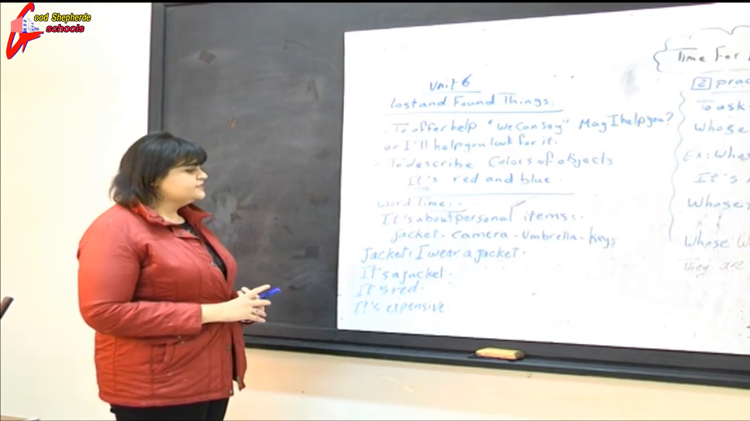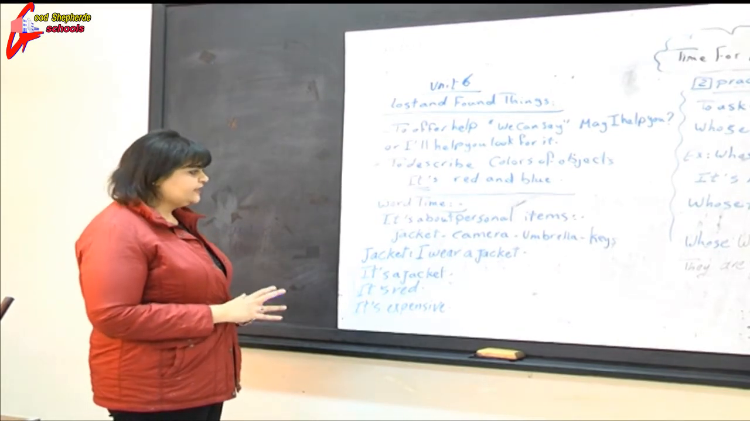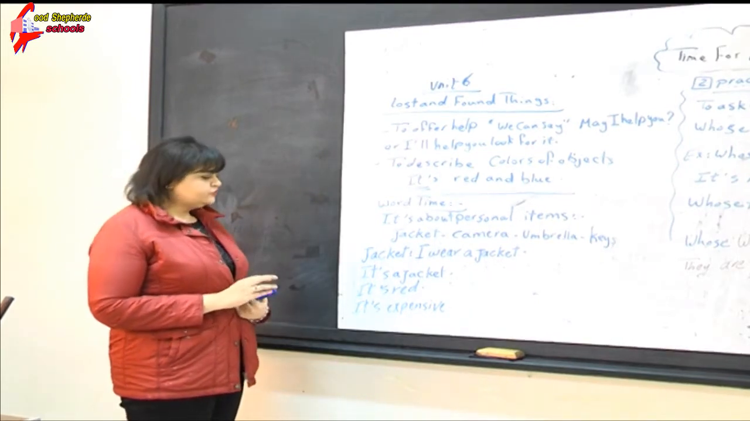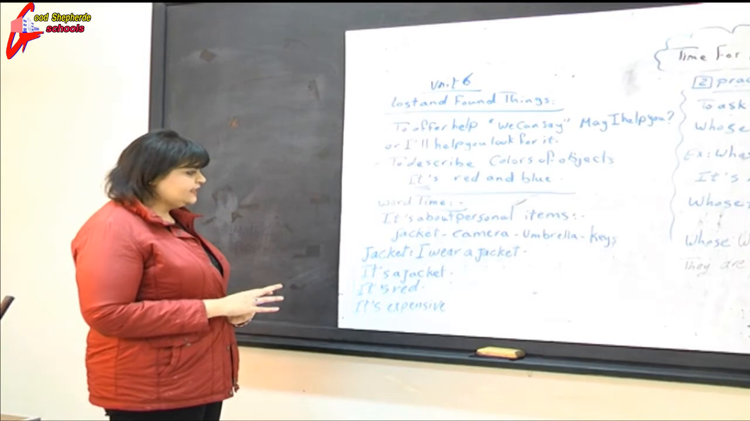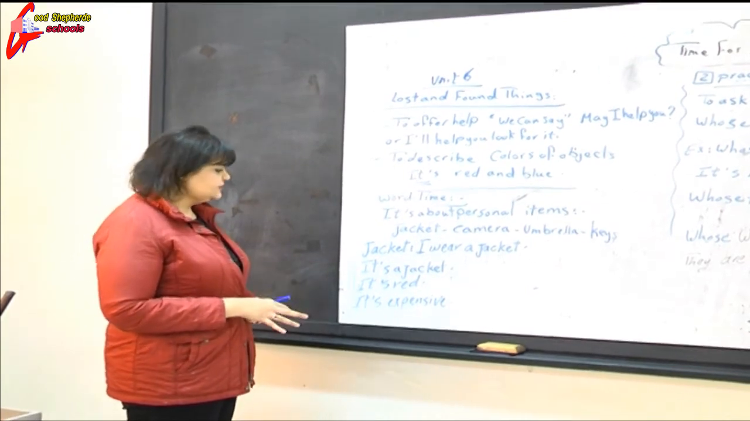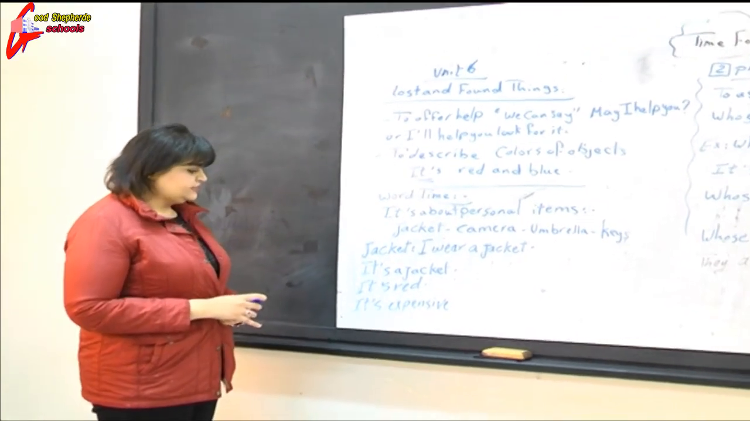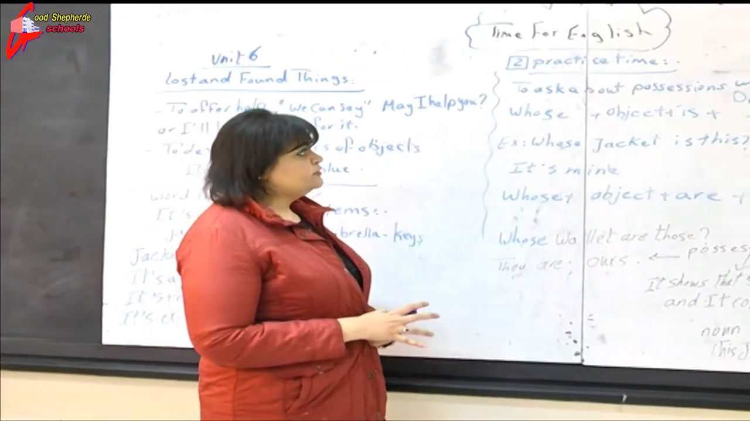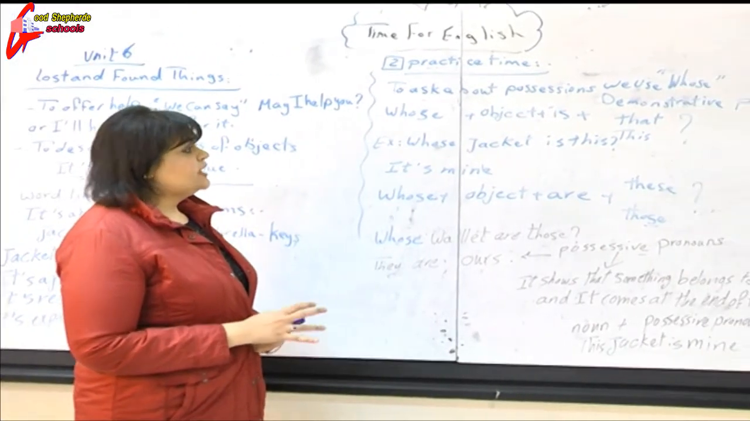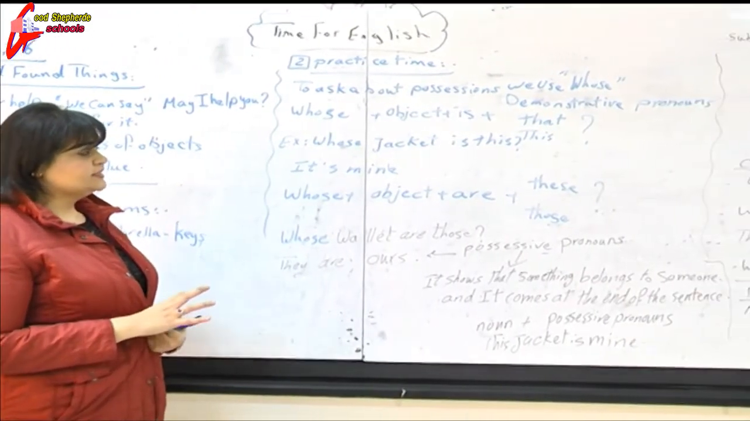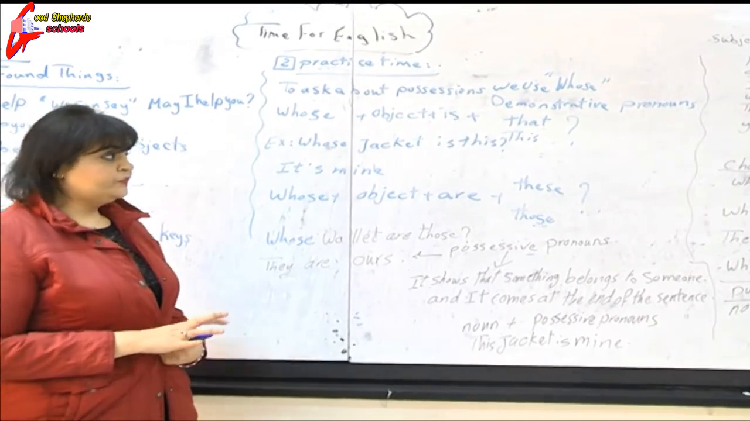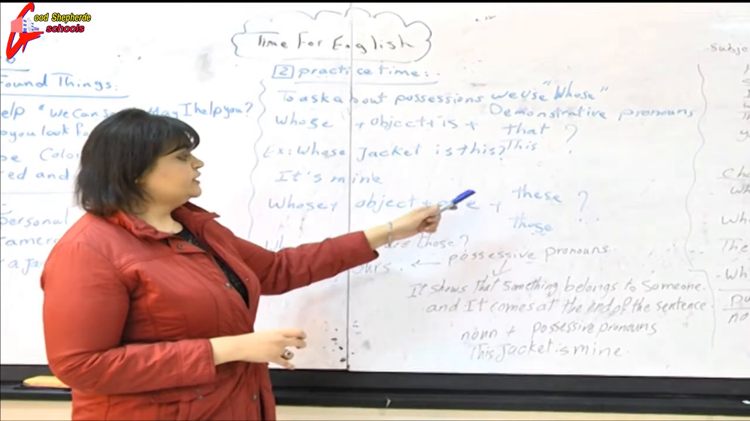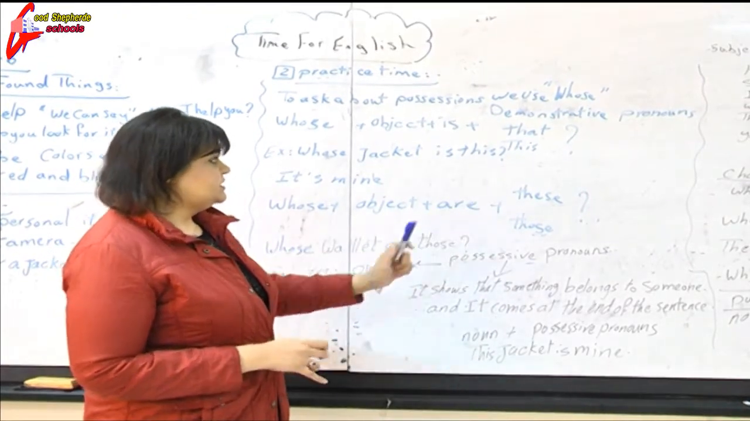Word time, it's about personal items like a jacket, camera, umbrella, keys. To write 4 sentences about a jacket, you can say, I wear a jacket, it's a jacket, it's red, it's expensive. Practice time. To ask about possessions, we use whose. Whose plus the object plus is plus demonstrative pronouns. If singular, we can say that or this. If plural, we can say those or these.